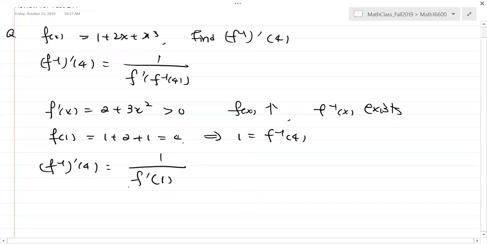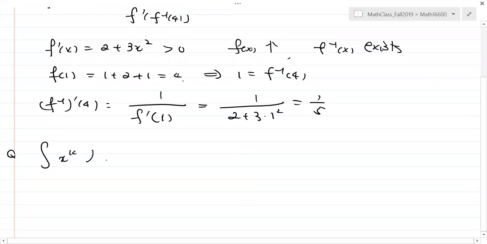All right, now all you need is the derivative function evaluated at 1. So it's 2 plus 3 times 1 squared, which is 5, so the answer is 1 over 5. That's all we need. Right, and similarly, you can do other problems.